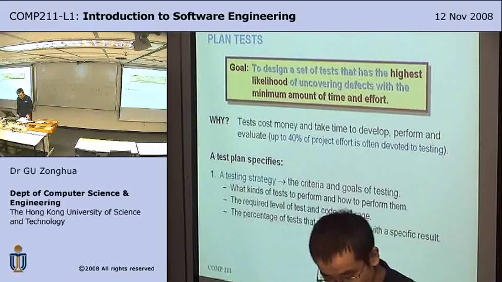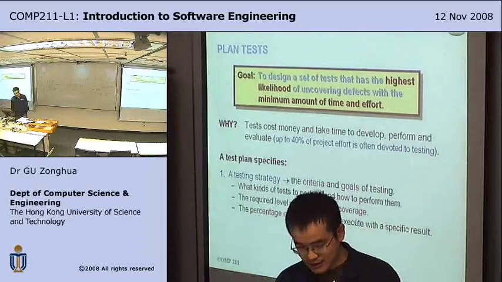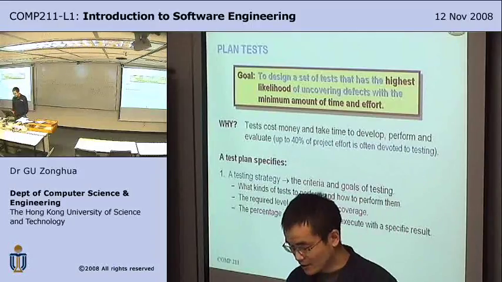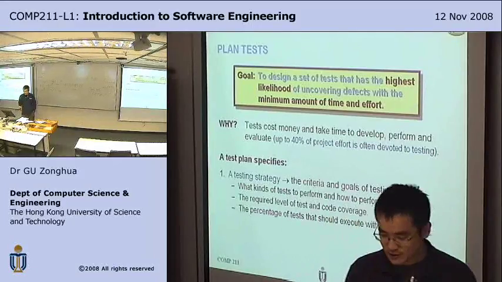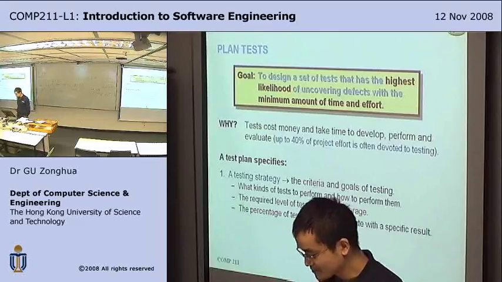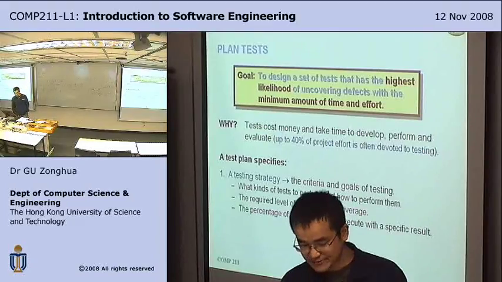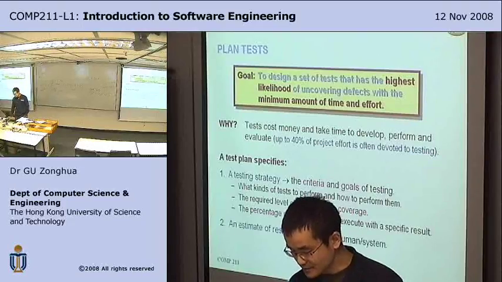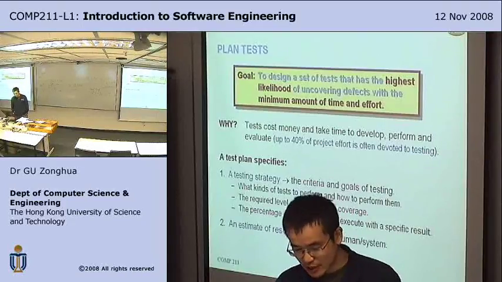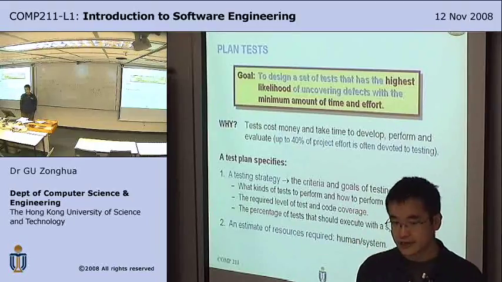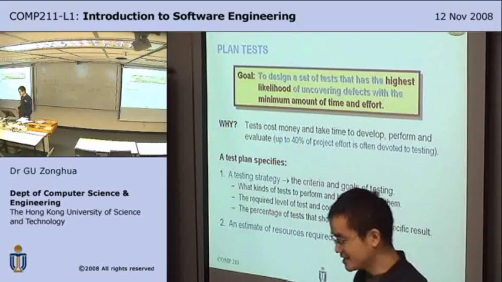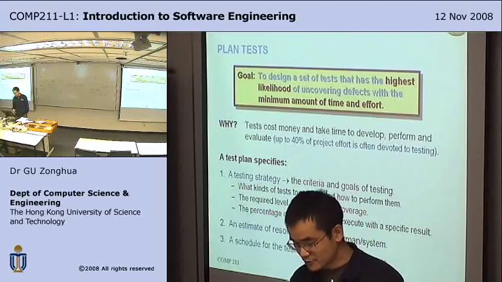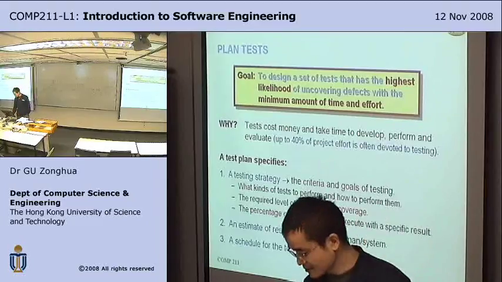So a test plan includes a testing strategy, the criteria and goals of testing. When do you stop testing, essentially? What kind of tests to perform: white box, black box, regression testing, and others, the coverage you need to achieve, and the percentage of tests that should pass. Based on the strategy, you estimate the resources required, including people, how many engineers, and also monetary budget. And then you design a schedule for the testing.